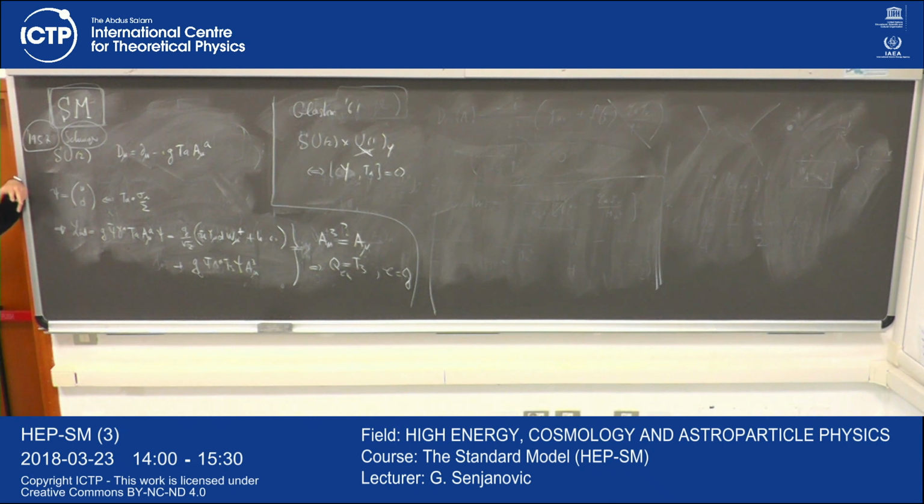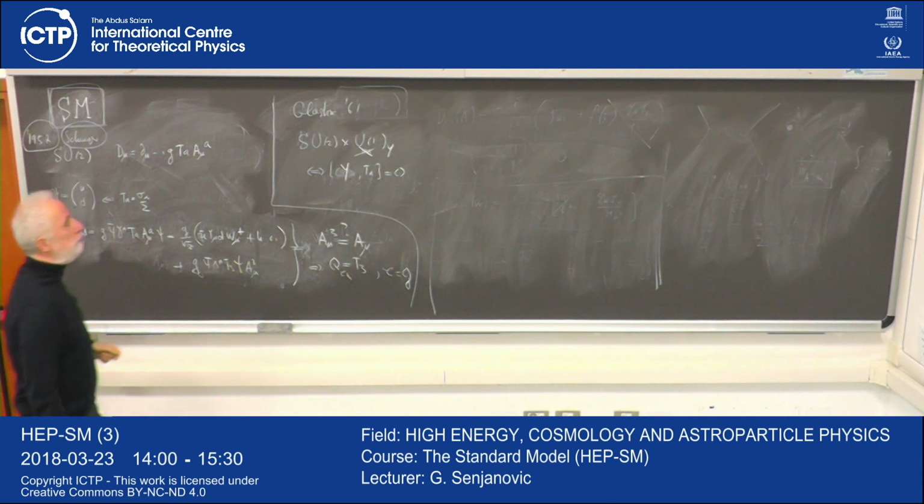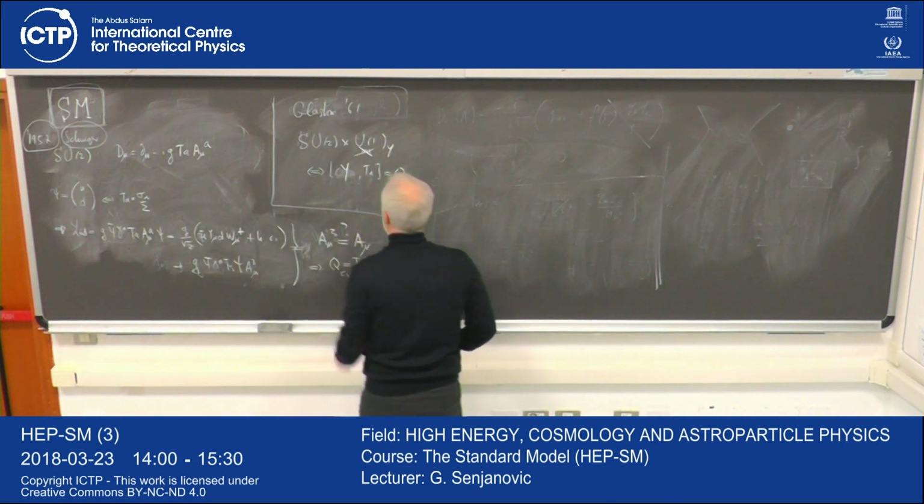I do appeal to you to know the particle charges: up, down, quark, and electron. That's all you need to know, because the families repeat themselves. But this we can derive.